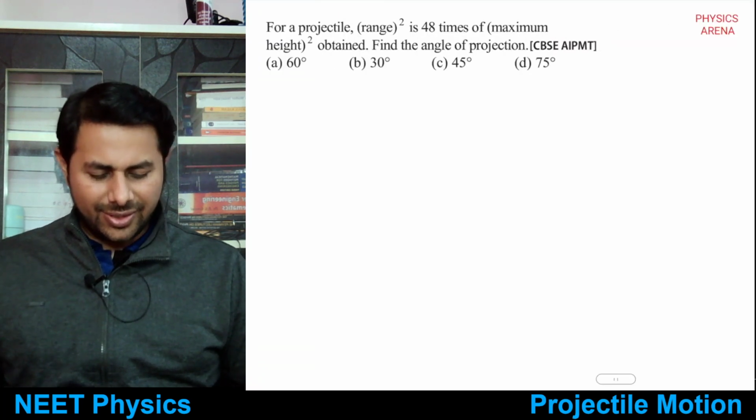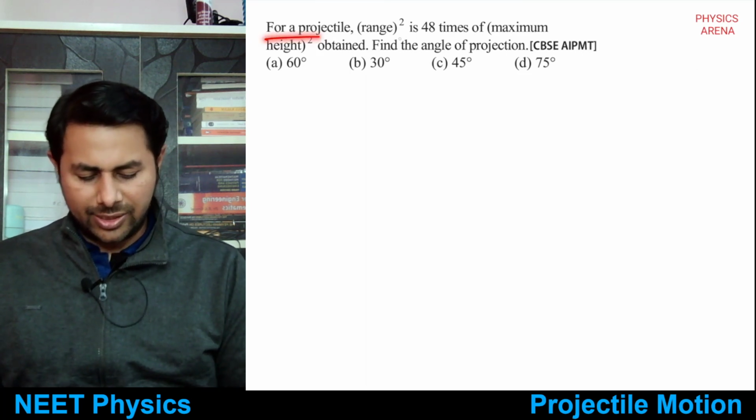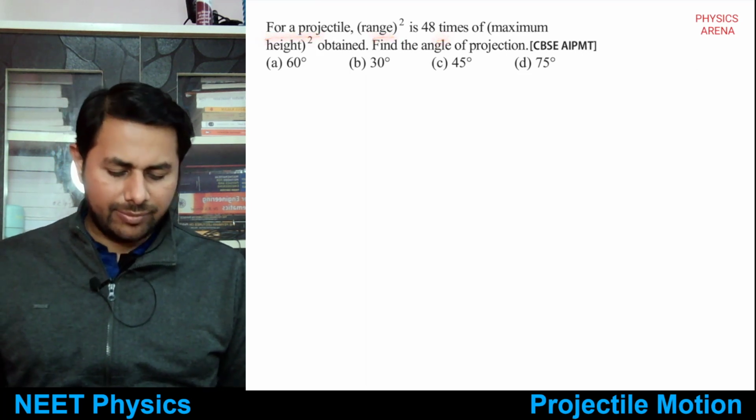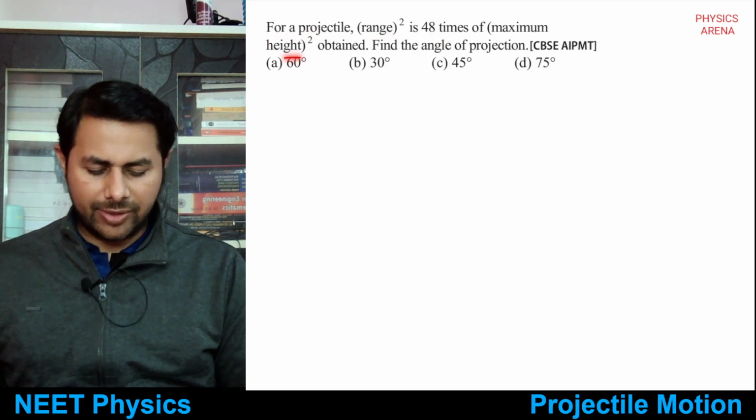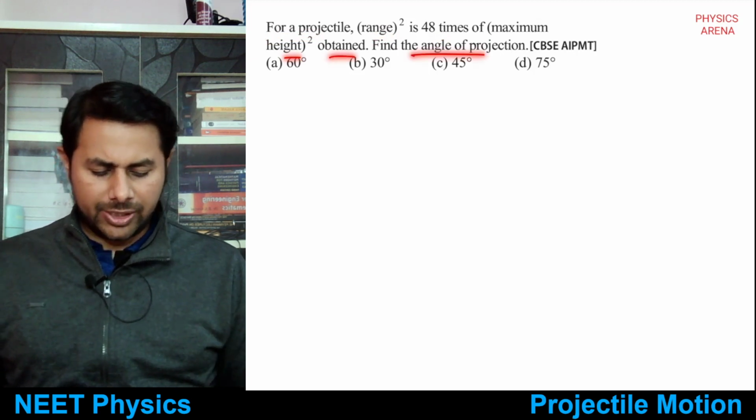Okay, all right, let's see the next one. For a projectile, range square is 48 times the maximum height square obtained. Find the angle of projection.